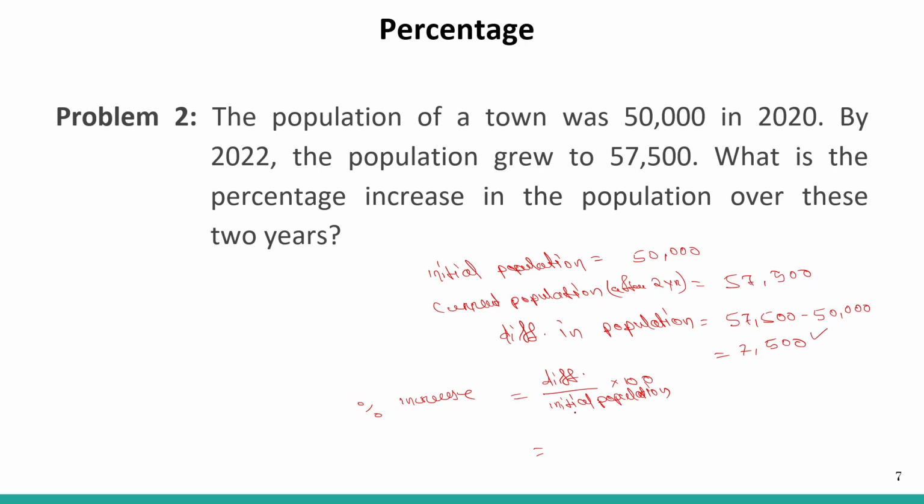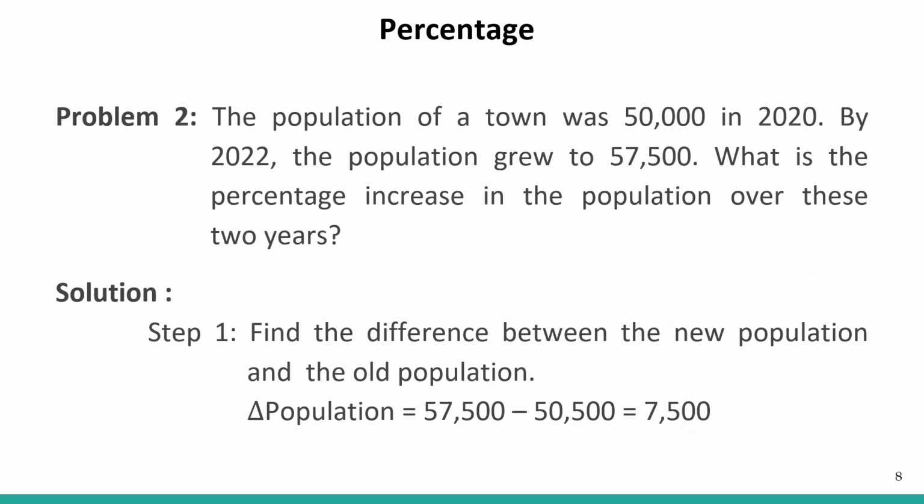So this will be 7,500 by 50,000 multiplied by 100, which is nothing but 750 by 500. This is 3 by 2, so the increment is 1.5%. Let's see the step-by-step solution. Step 1 tells us that 7,500 is the difference in population.